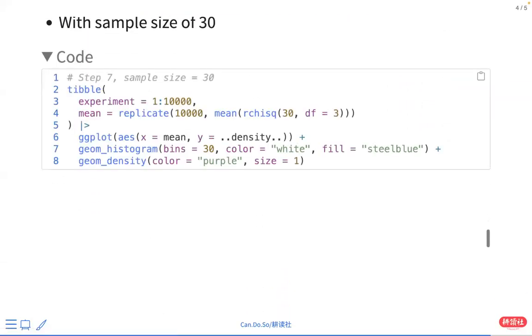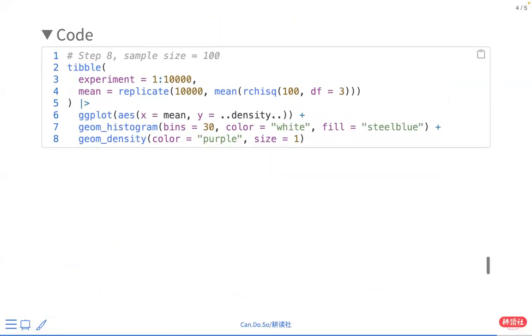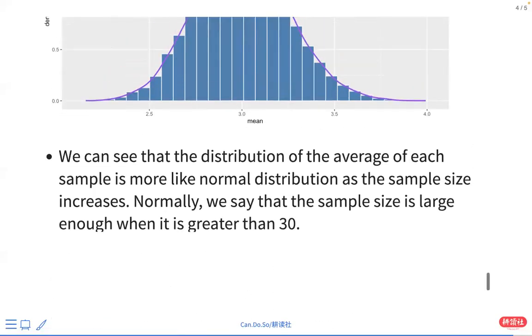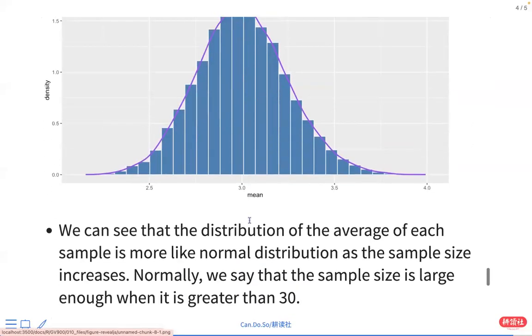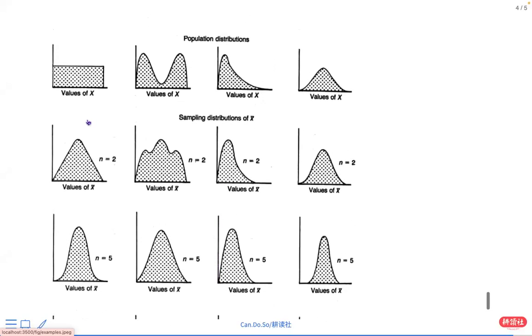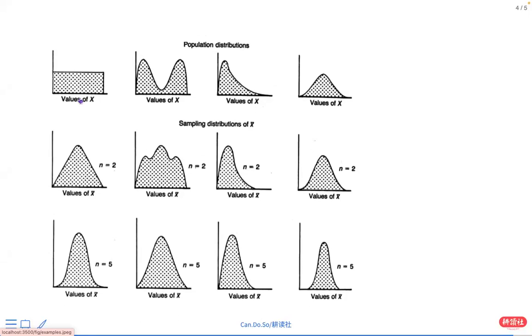This is the experiment with samples from a chi-square, but what if it's not chi-square? This one is a uniform distribution. This one is a two-peak distribution. This is the chi-square distribution we have just covered. And this one is a normal distribution.